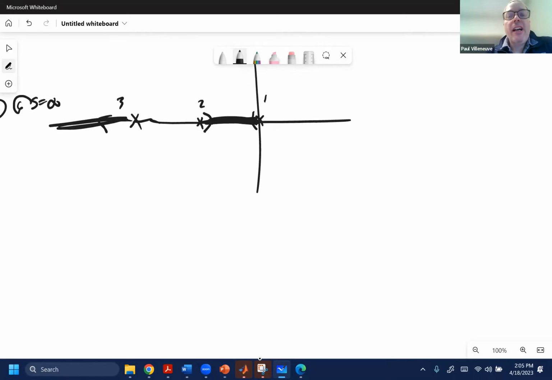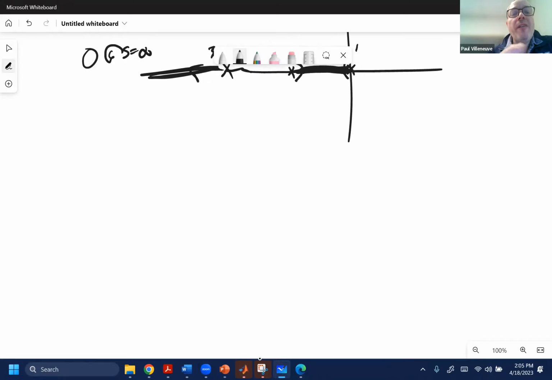Over here, I can see that I haven't terminated. So I'm going to have to approach a 0 or an infinite 0 at s equals infinity. So I've got two of those. So the very first thing I need to know is I'm going to have to calculate my theta, my asymptote angles. Okay, so this is what I need.